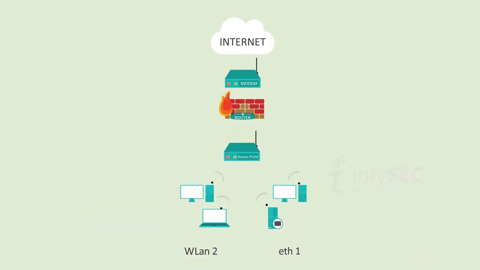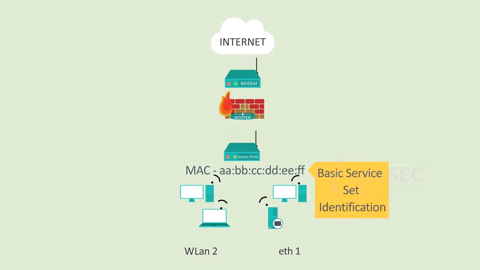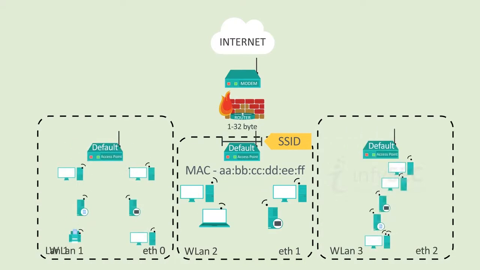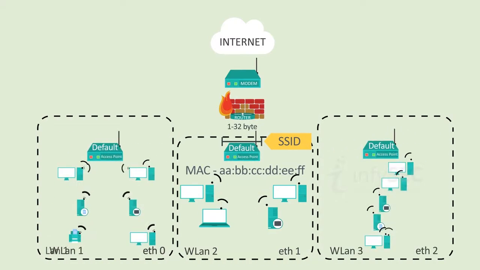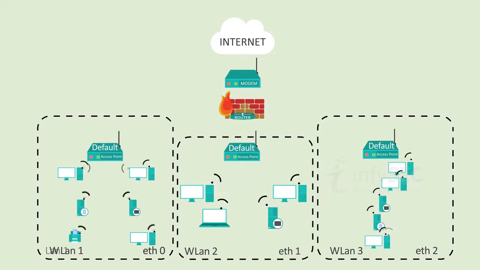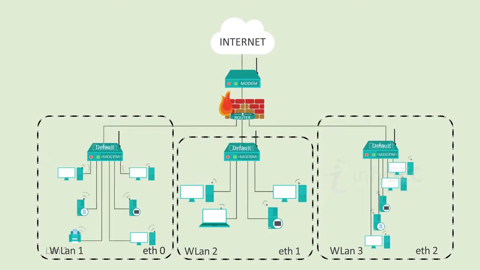The access point has its own MAC address for unique identification, which is called the BSSID, or Basic Service Set Identification. This AP, or access point, is christened with a name of a 1 to 32 byte string called the Service Set Identifier, or SSID. The access point is identified only by this name by the clients. Thus, these are the basic things one must know before getting into wireless cracking.